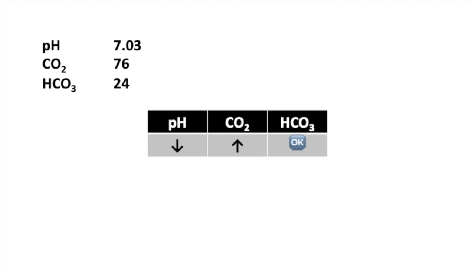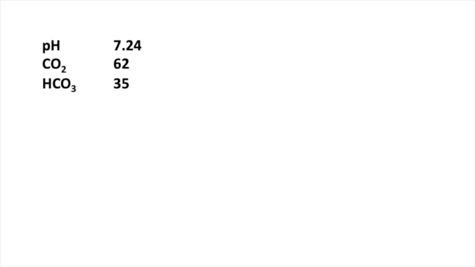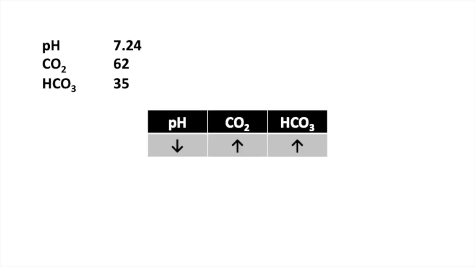This patient has a low pH, a high carbon dioxide, and a normal bicarbonate. This is an uncompensated respiratory acidosis. This patient has a low pH, a high carbon dioxide, and a high bicarbonate. The bicarbonate does not change in the same direction as the pH. So now I'm looking at the carbon dioxide. The carbon dioxide changes in the opposite direction as the pH, so this is a respiratory problem. This is a compensated respiratory acidosis.